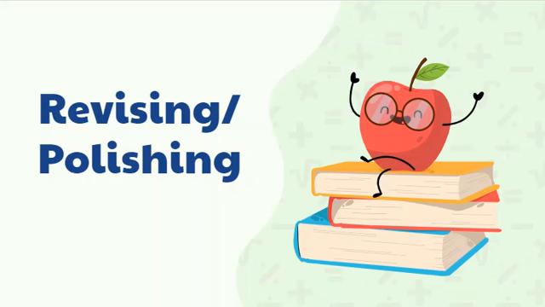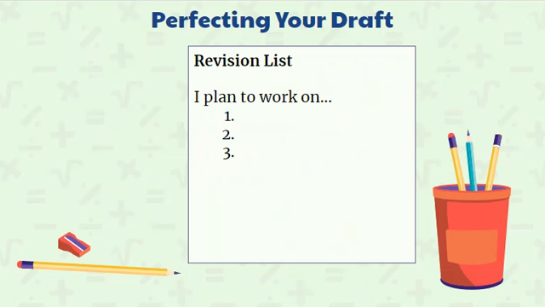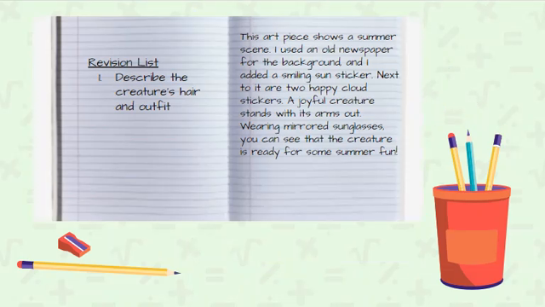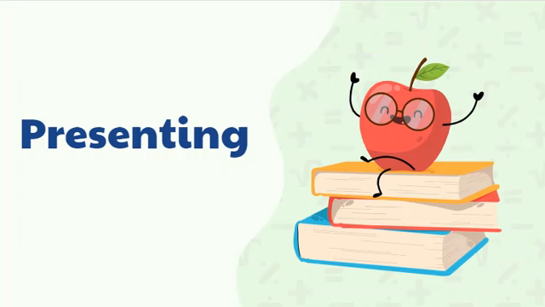After students have received feedback or have looked over their writing themselves, give them time to polish their pieces. Revision lists encourage students to focus on a few items to work on. These lists can be added to their composition notebooks or placed on sticky notes or note cards. You can model this process too. For example, the students might encourage me to add details about the creature's hair and outfit.